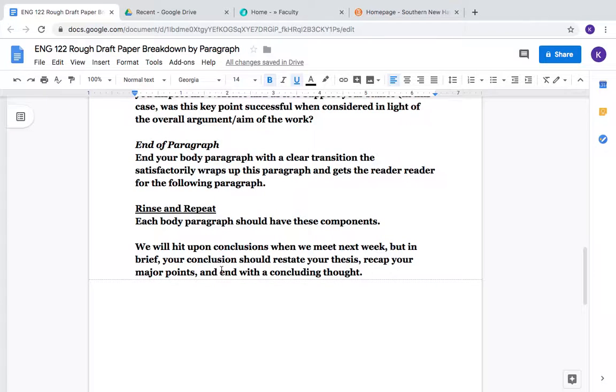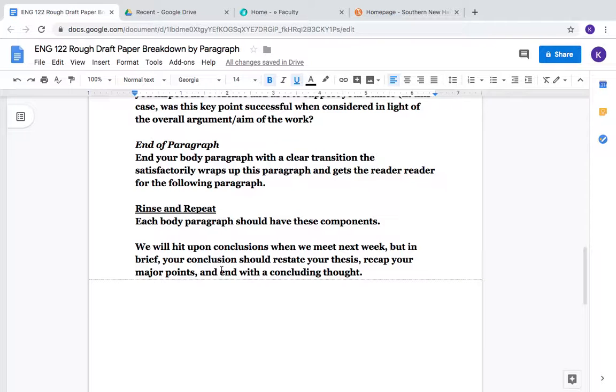Now, we will hit upon conclusions when we meet next week, but in brief, your conclusion should restate your thesis using not quite the same words and phrasing that you did for the original, but keeping the essence of it, and should recap the major points that you made, basically highlighting your greatest hits in each body paragraph. And then you want to end with a concluding thought, but the concluding thought should not be an unanswered question.